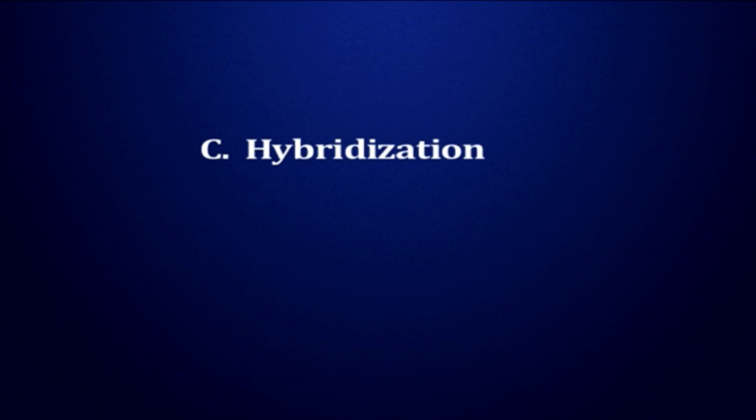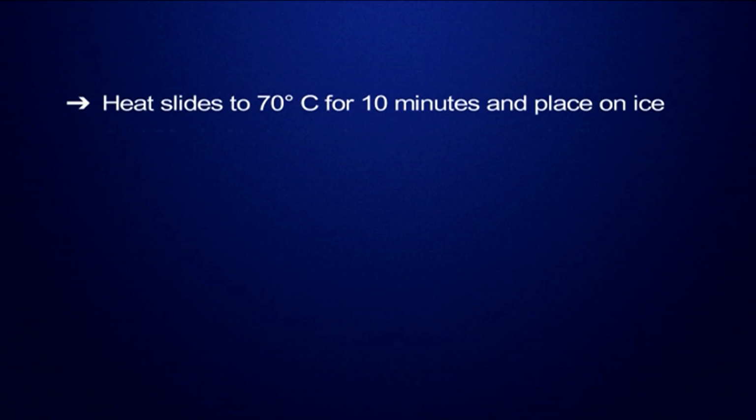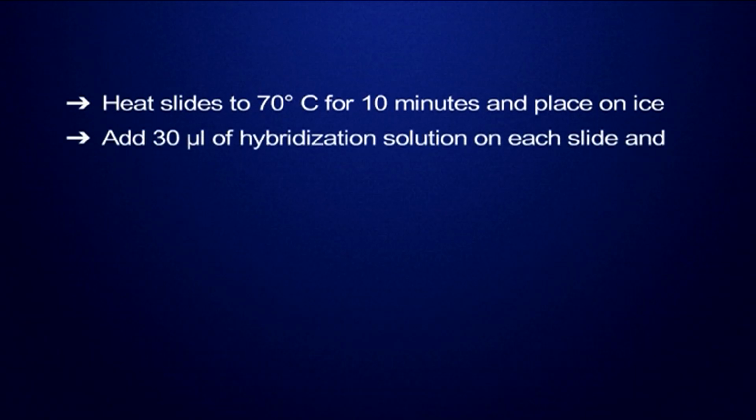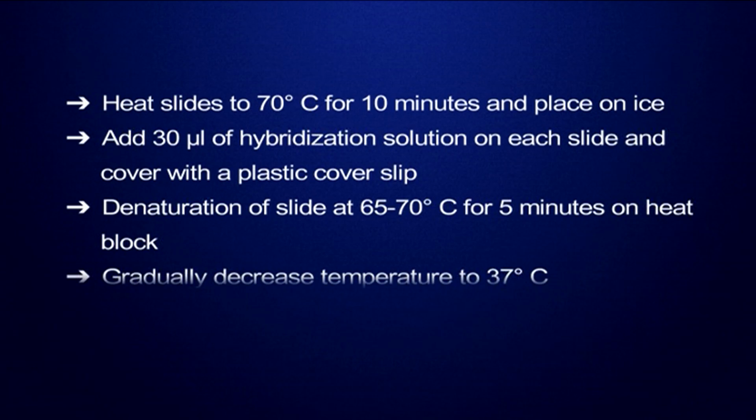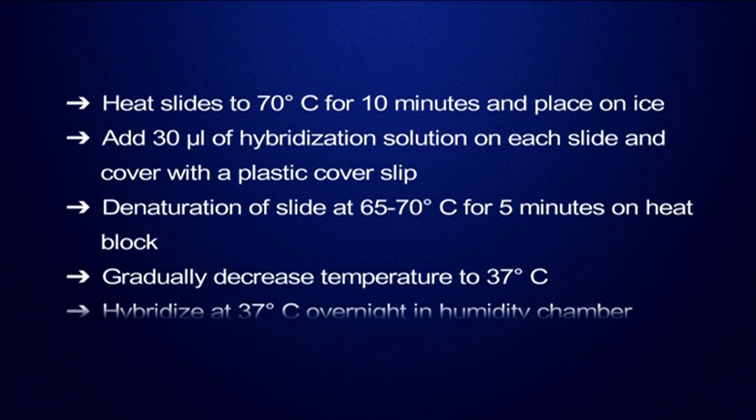Now the third step is hybridization. Heat slides to 70 degrees centigrade for 10 minutes and place on ice. Secondly, add 30 microliters of hybridization solution on each slide and cover with plastic cover slip. Denaturation of slide at 65 to 70 degrees centigrade for 5 minutes on heat block. Gradually decrease temperature to 37 degrees centigrade. Hybridize at 37 degrees centigrade overnight in humidity chamber.